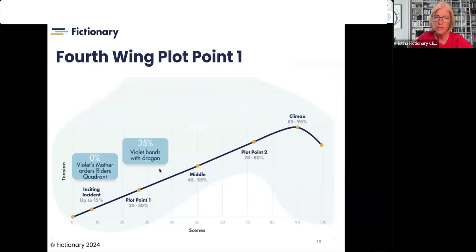Then we go to plot point 1, and this is where Violet bonds with a dragon. The reason this is plot point 1 in this story is once bonded with a dragon, you cannot unbond. You can't go backward. There's no way for her to do anything but this. Up until this point in the story, she could run away, she could hide, she could beg her mother, she could do many things to get out of this. But once she's bonded, that is it. So she now has to move forward with her story goal.